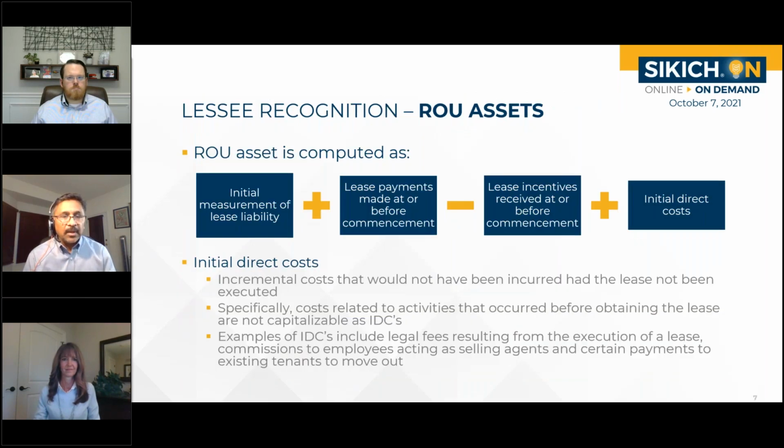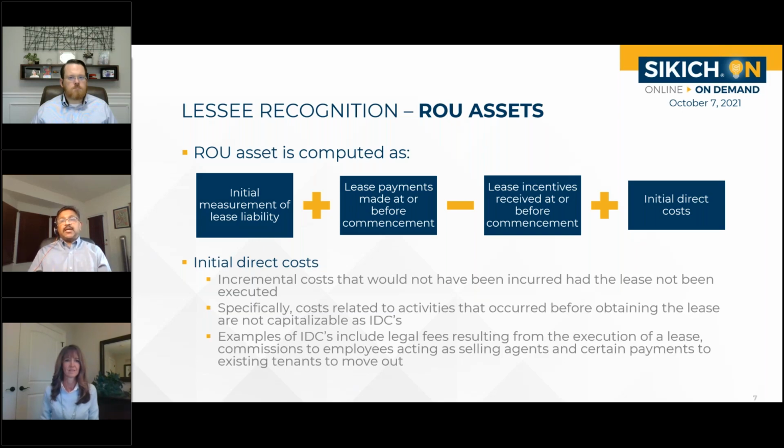All right, so once we calculate the lease liability, next is obviously the right-of-use asset. So let's look at what is included in the calculation of the right-of-use asset. We start with the initial lease liability amount. To that, we add any lease-related payments made at or before lease commencement.